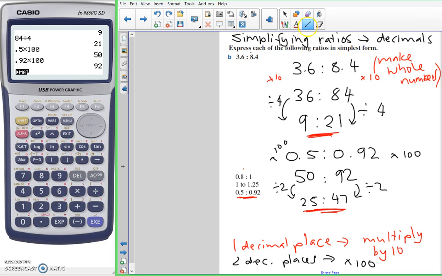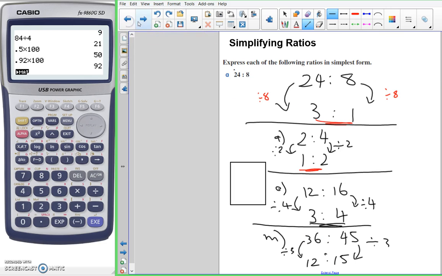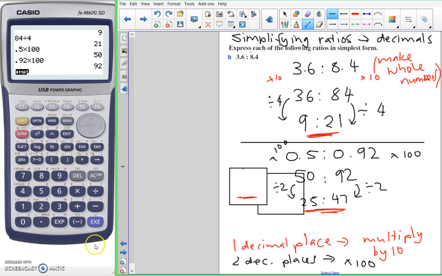So what we'll get you to do, have a go at a few of the questions that have been set for you. Some on simplifying ratios with whole numbers, some on simplifying ratios with decimals. Alright, good luck.